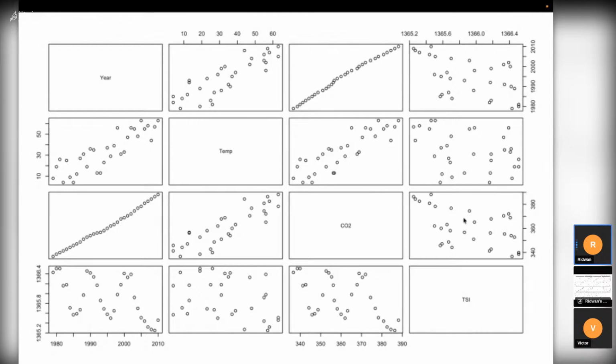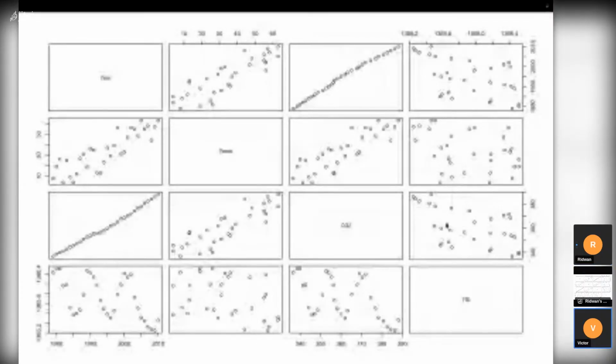As I said, your columns are the data from year to TSI, and your rows are also from year to TSI. That's why I see year against year, and there's nothing here because you cannot have year against year. You can't have temperature against temperature or CO2 against CO2. But when you go here, you see CO2 against TSI, because TSI is the 4th column and CO2 is the 3rd row. I don't know if it's clear.